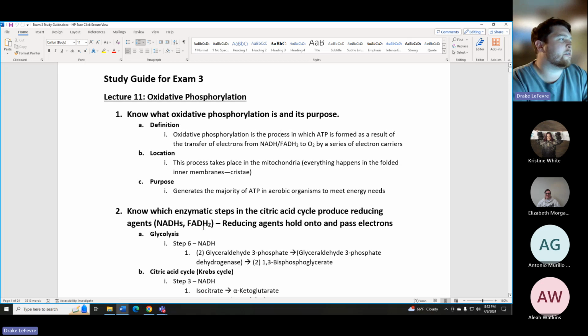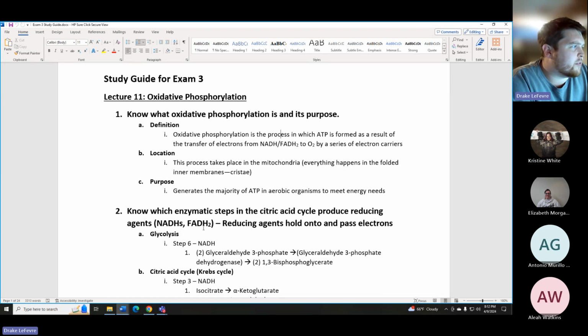We have to start with oxidative phosphorylation. So know what oxidative phosphorylation is and its purpose. Oxidative phosphorylation is the process in which ATP is formed as a result of the transfer of electrons from NADH and FADH2 to O2 by a series of electron carriers.